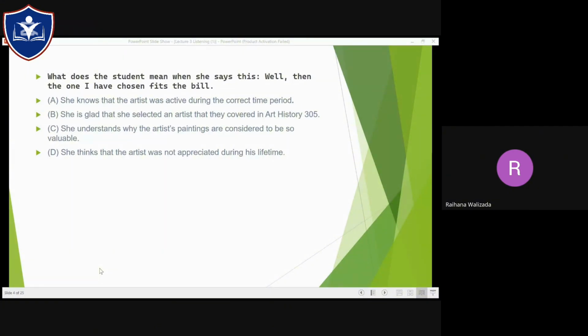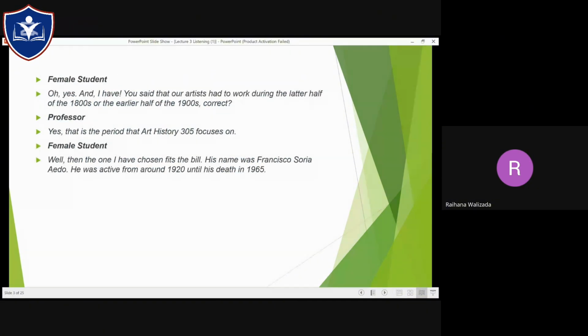A, she knows that the artist was active during the correct time period. B, she is glad that she selected an artist that they covered in Art History 305. C, she understands why the artist's paintings are considered to be so valuable. And D, she thinks that the artist was not appreciated during his lifetime. I will take the slide back so you can look at it again and think which answer might be correct.